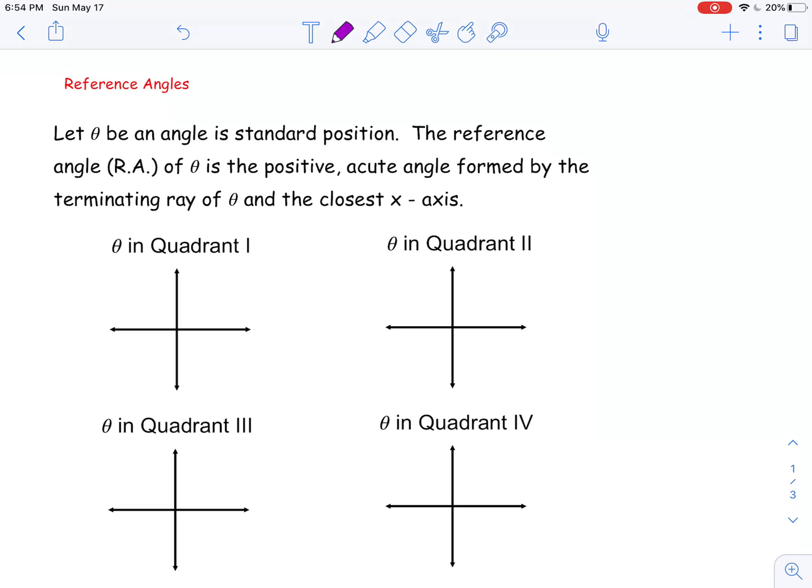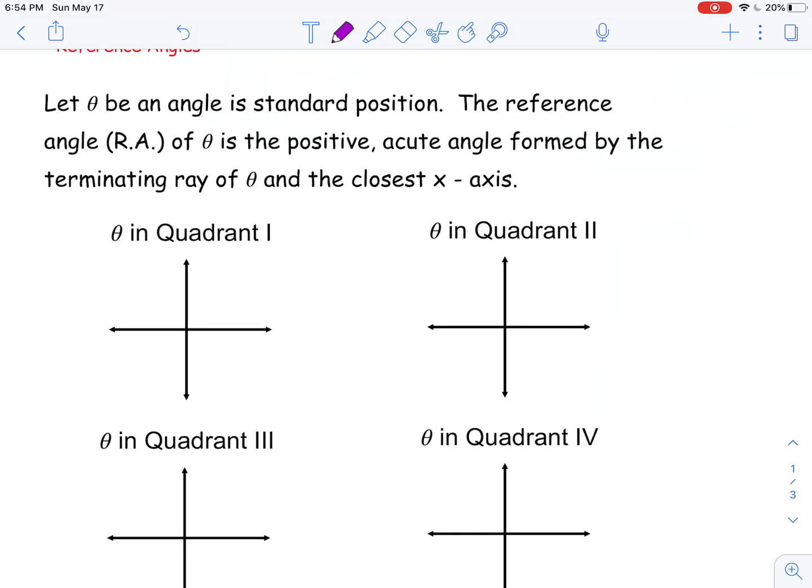So let theta, so theta is what we call an angle. In trigonometry, we use the Greek letter theta. Let theta be an angle in standard position. So standard position means that its initial side is on the positive x-axis, and then we have a terminating side to the angle. The reference angle, we're going to call that RA, of an angle is the positive acute angle formed by the terminating ray of the angle and the closest x-axis. One of the important things that you need to realize is that you're only going to be working with the x-axis. You're not going to be working with the y-axis.